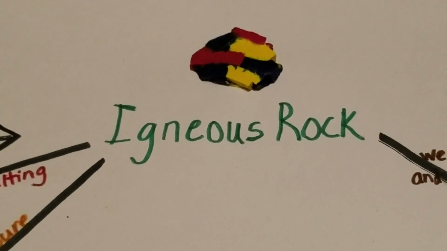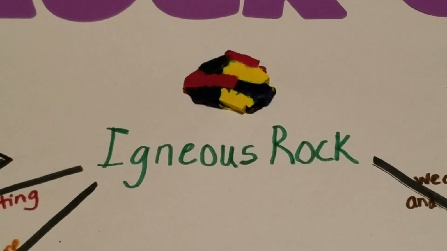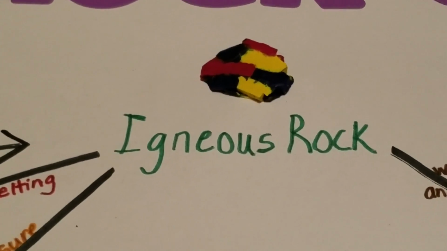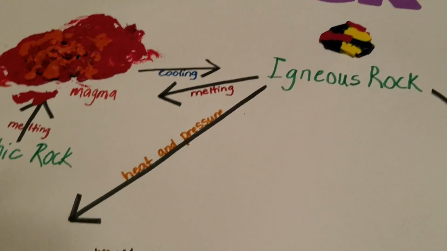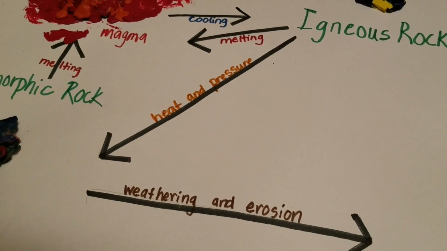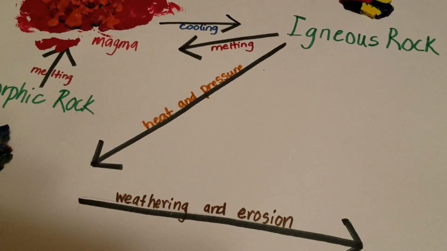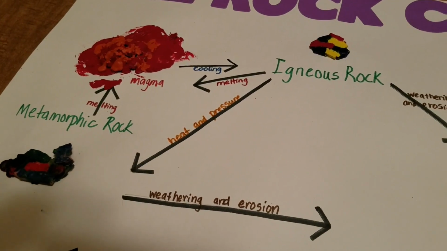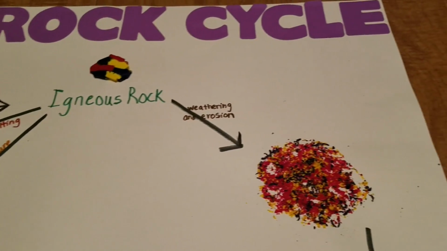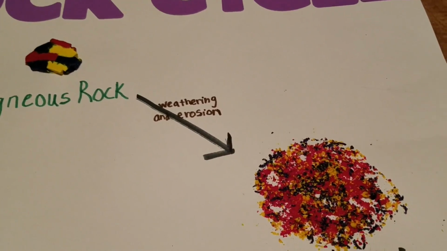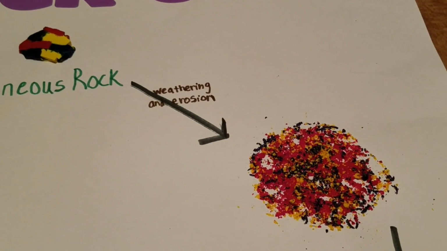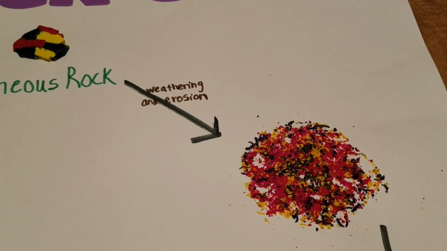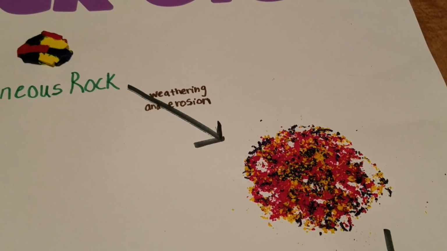There are different processes that create different rocks, such as heat and pressure. Heat and pressure are when the heat of the magma and pressure of the rocks on top of it make it into a new rock. Weathering and erosion. Erosion is when rocks and sediments are picked up and moved to another place by ice, water, wind, or gravity. Weathering physically breaks up rocks and results in sediment.